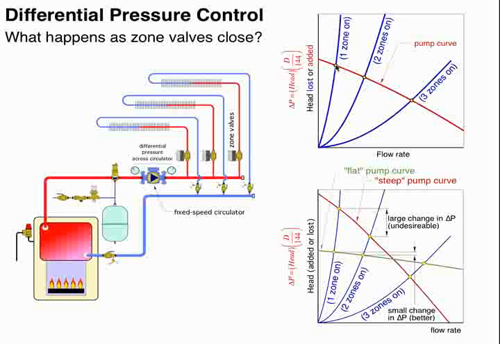Now, one of the things you can do to minimize this vertical movement of these operating points as zones close is to select a circulator that has a relatively flat pump curve. You can see here the green curve produces less increase in height as we go from 3 zones on to 2 zones to 1 zone on compared to the red curve. I will tell you, avoid high head circulators in systems that use valve-based zoning, because if it's a fixed speed circulator, it's going to create these high departures in differential pressure as you close down those zones. So traditionally, a flat pump curve is a better selection.